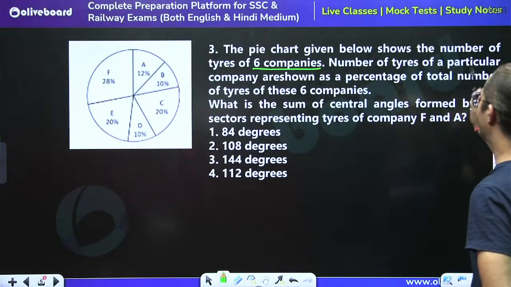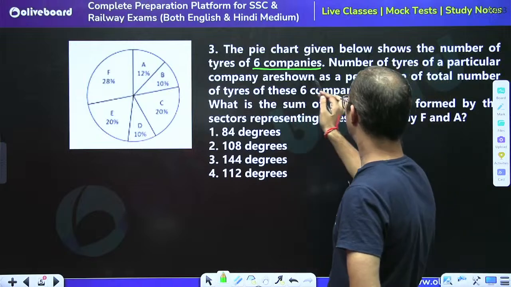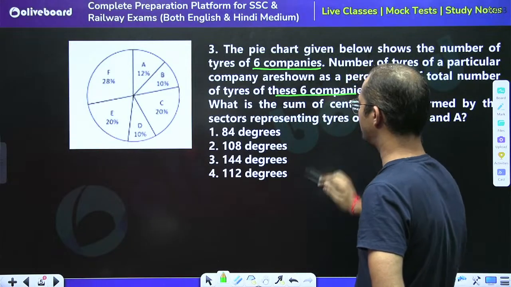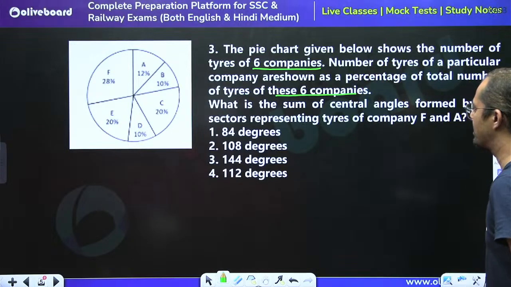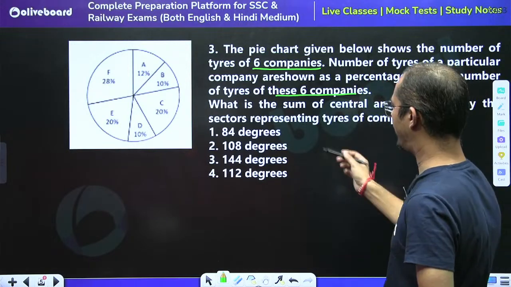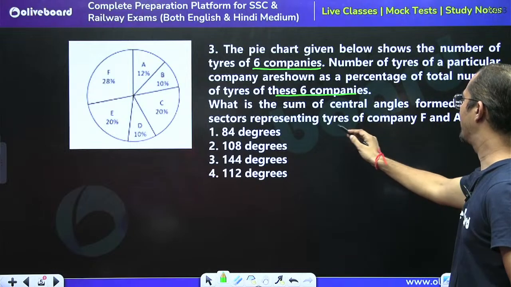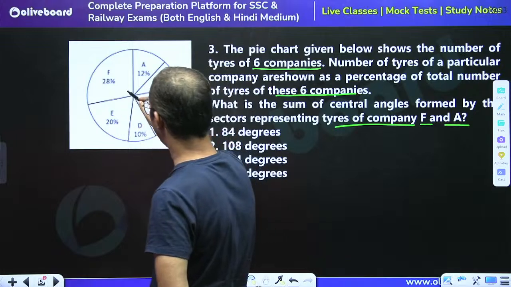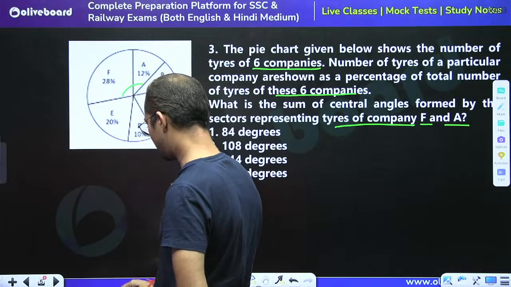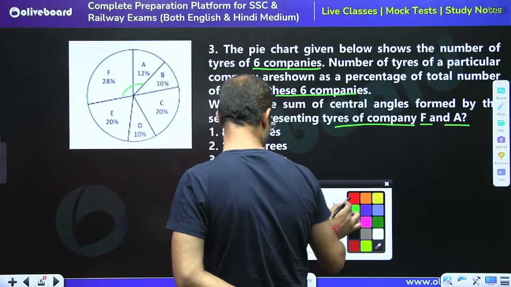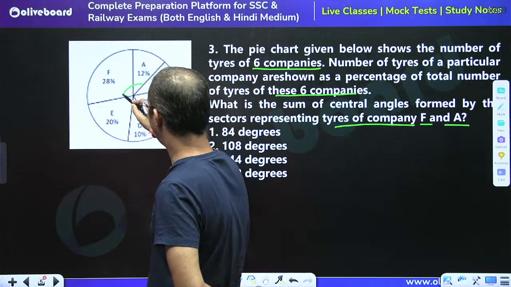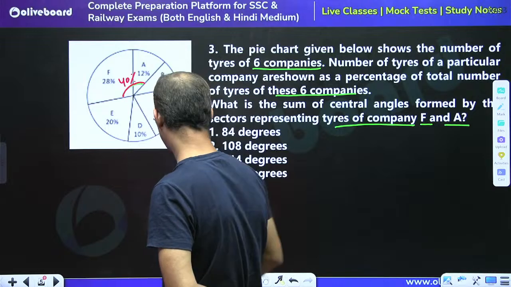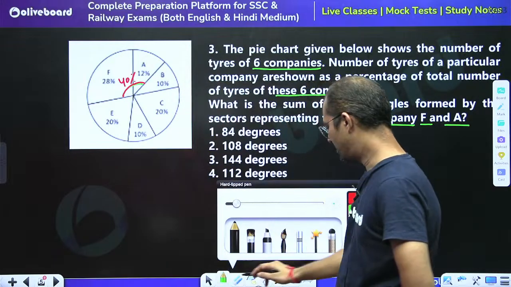Number of tires of a particular company are shown as a percentage of the total number of tires of these 6 companies, right? Now the question is, what is the sum of the central angles formed by the sectors representing tires of companies F and A? Focusing on the pie chart, we can say that F and A together contribute 40%. Now we have to convert 40% into degrees.